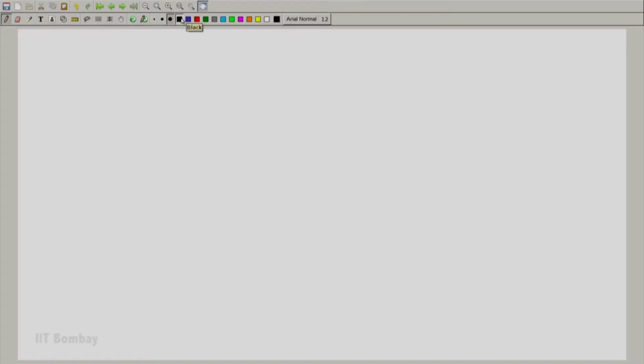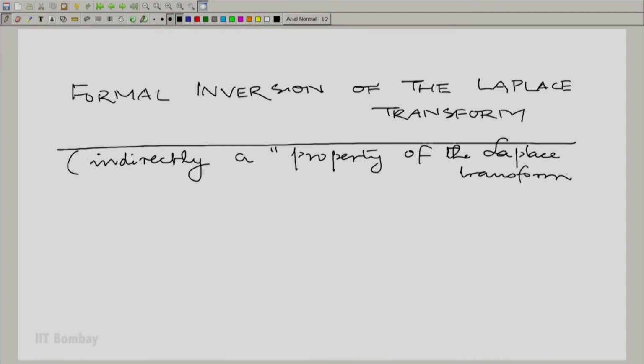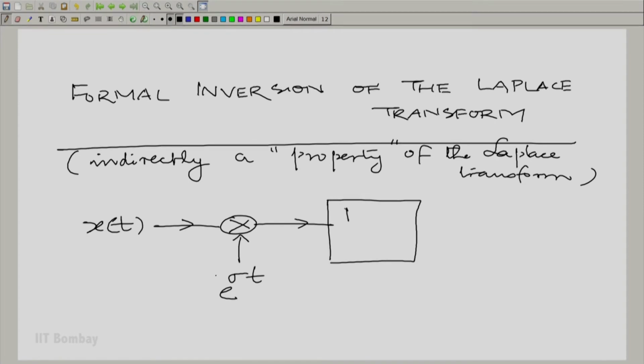In fact, towards that objective, we would first need to put down a method to invert the Laplace transform formally. So, formal inversion, formal means a clear formula. In fact, you can call this a property too, it is indirectly a property of the Laplace transform. You see, what was the Laplace transform? It was essentially multiplying a signal by a decaying exponential where you have chosen sigma appropriately and then taking the Fourier transform. This would give you the Laplace transform.